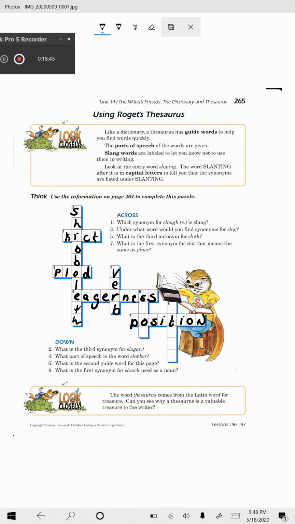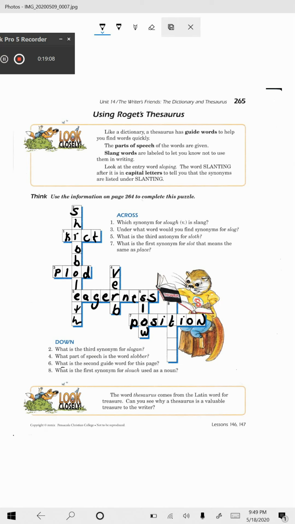What is the second guide word for this page? Well, this is the silver is a... All right. Sorry about that. I had an interruption. What is the second guide word for this page? So the first one was silver. The second one is slow.